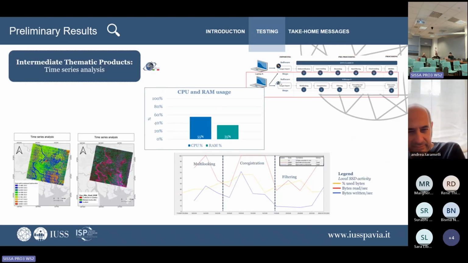These are the results for the COSMO-SkyMed data, and we can see here some intermediate products for the time series analysis. This analysis allows us to understand the transformation of the landscape, and this information brings us back to the concept of dynamic land cover.